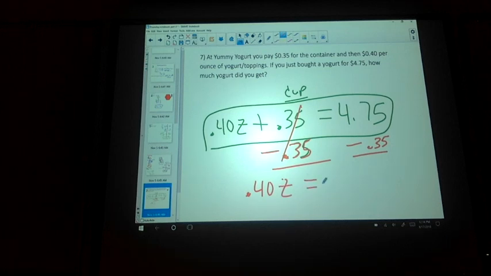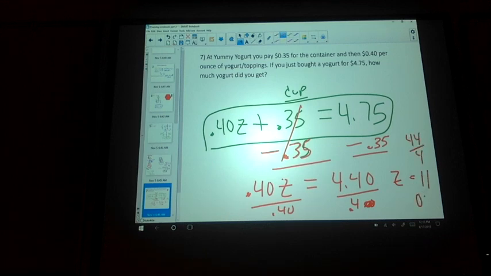Okay? If I do this subtraction, 4.75 minus 0.35, I should get 4.40. So you paid $4.40 worth of yogurt, and you know that the yogurt was 40 cents per ounce. So you're going to divide one over the other, which basically comes out to 44 over 4. So it looks like you have 11 ounces of yogurt that you purchased.